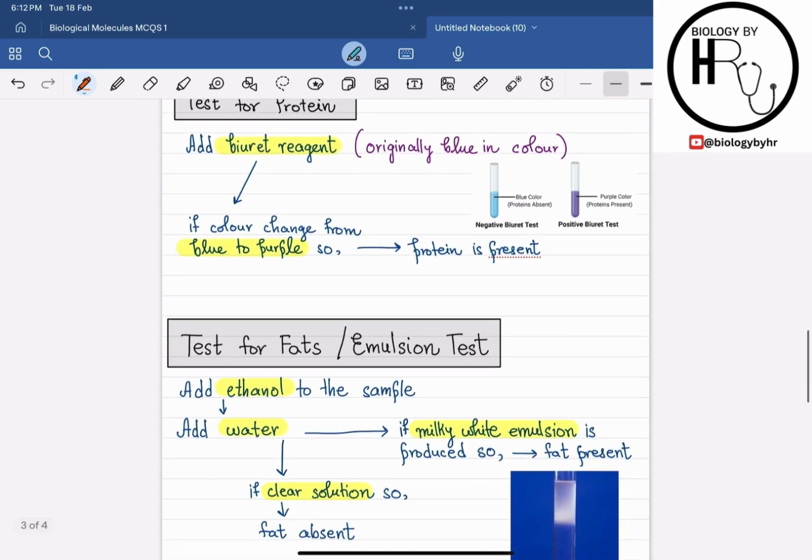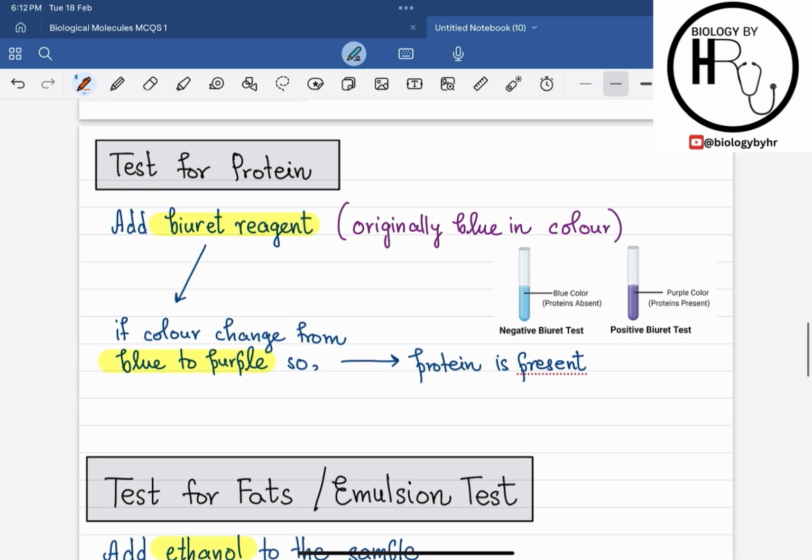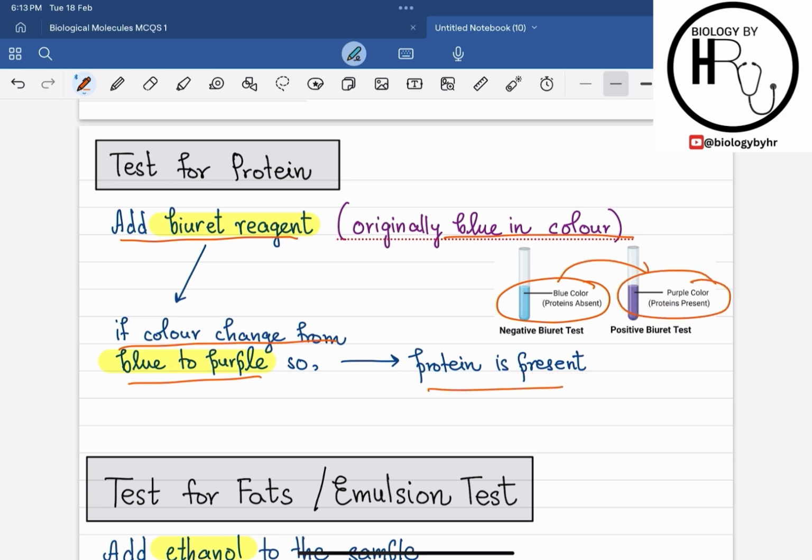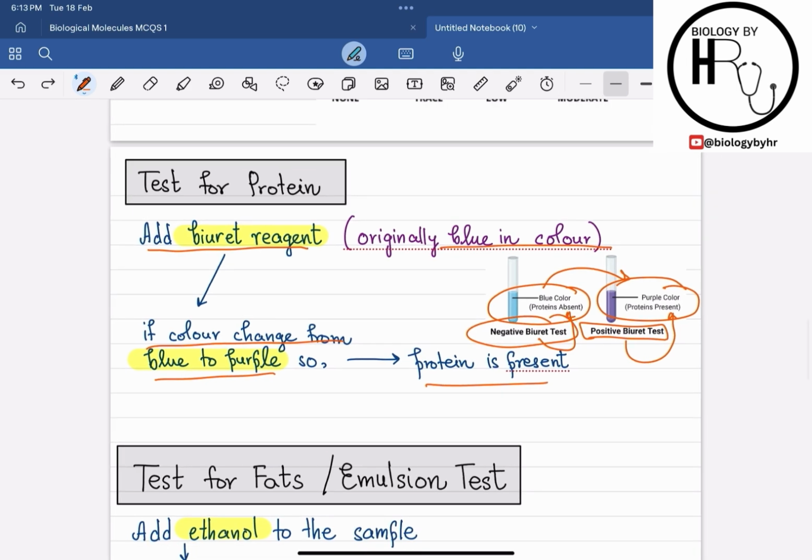Now the test for the proteins is left. Let's discuss the test for the proteins as well. It is very simple: for the test of the protein we use the biuret reagent, right? And the biuret reagent is originally blue in color, right? If the color changes from blue to purple, it means that the proteins are present. Purple color is a positive biuret test which indicates the presence of the protein. A negative biuret test indicates the absence of the protein, basically, right? So this was a simple test of protein.